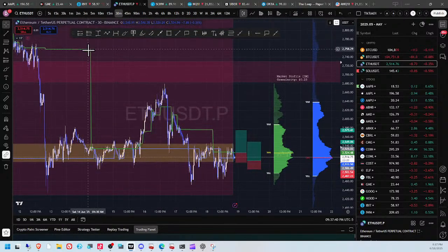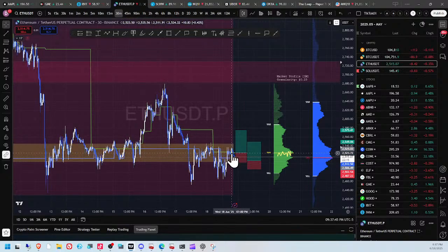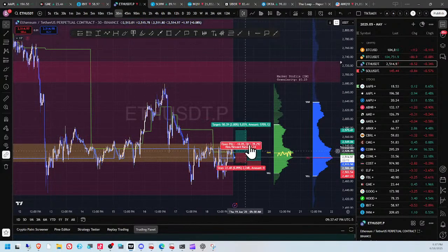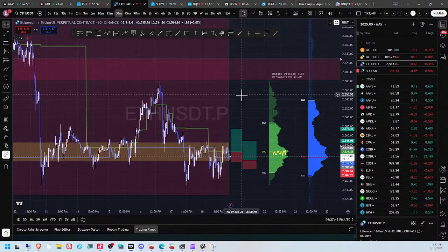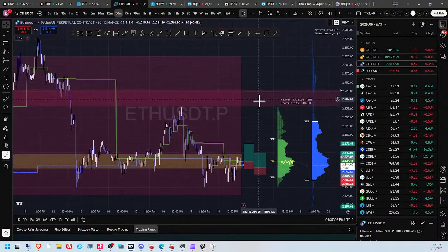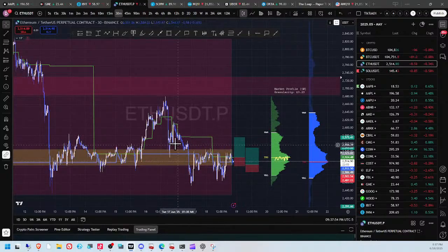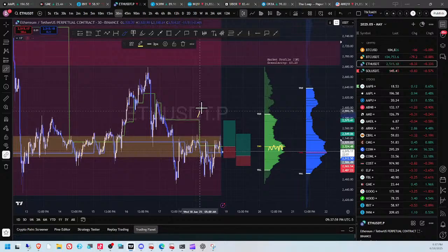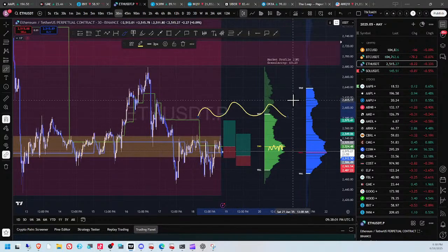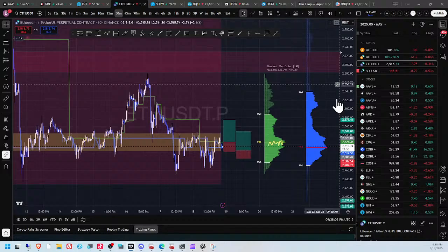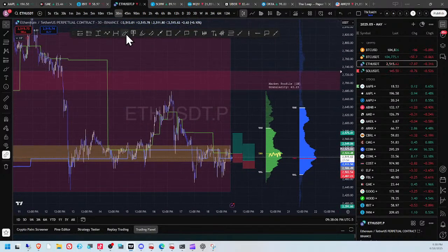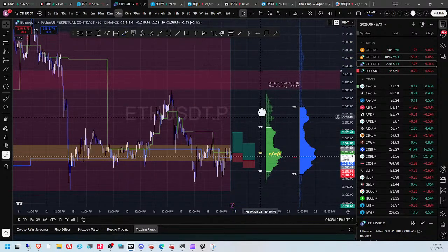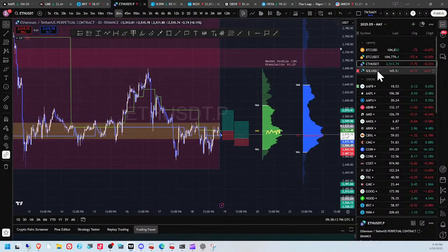I do like this weekly as a potential target as well. We did reject that area earlier in the week, or in the month. If I was trading medium term, for a few days, I might set alerts to see if price starts to accept above here, then maybe a move towards this section would be reasonable. Anyways, that's ETH.